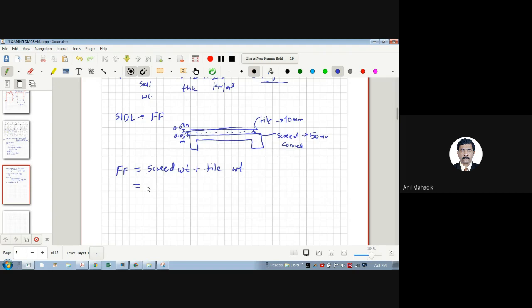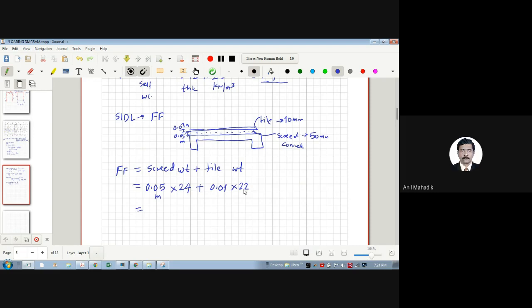So what is the thickness of screed? 50 mm. So 0.05 meters into screed density. You can consider the density as concrete density, which is 24. And tile thickness is, let's say, 0.01 into tile weight. You can consider something around 20 to 22. Okay, something like 22. So it depends. Generally it is near to concrete material only because it is a cementitious material. It has cement and other materials having density between 20 to 25. So you can consider 20.